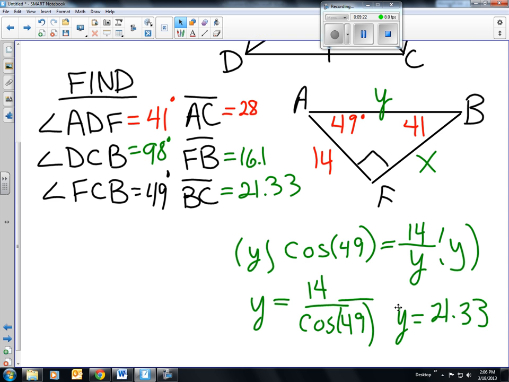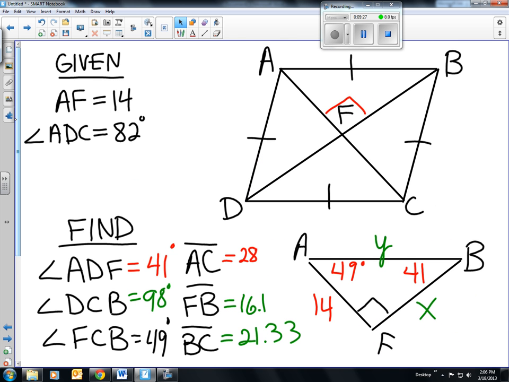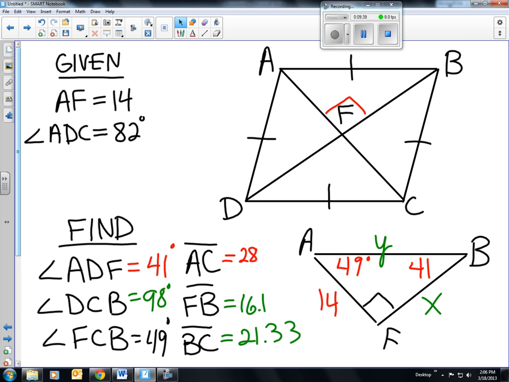Okay. So that sums up what we're doing with the rhombus. Essentially, you need to know the three properties of the diagonals of a rhombus, and you need to be able to use the right triangle trig ratios to solve for the side lengths.